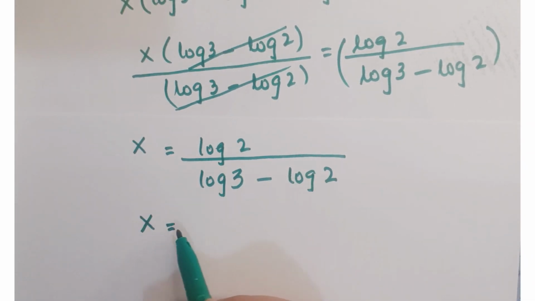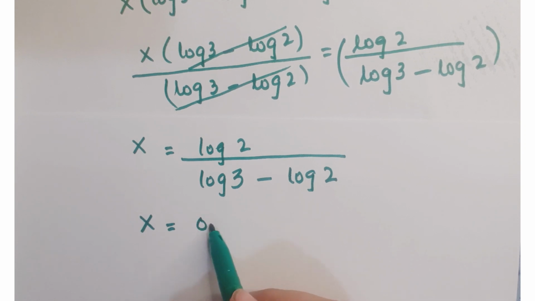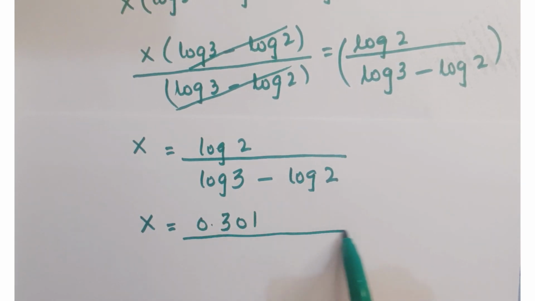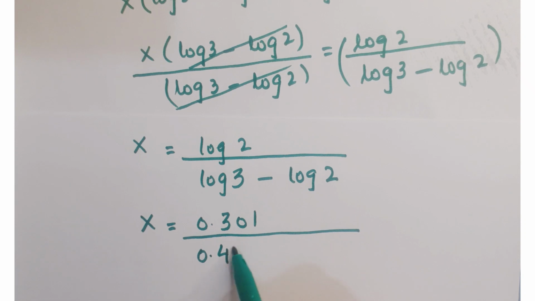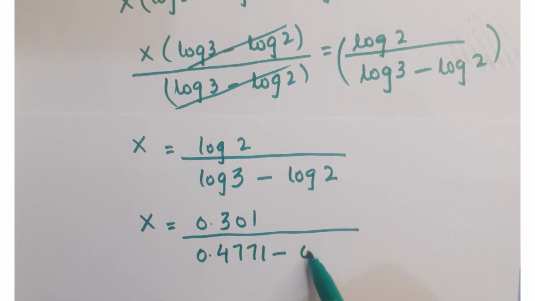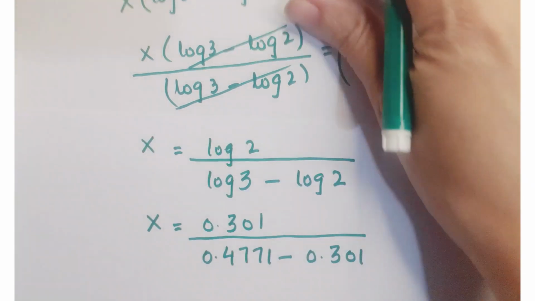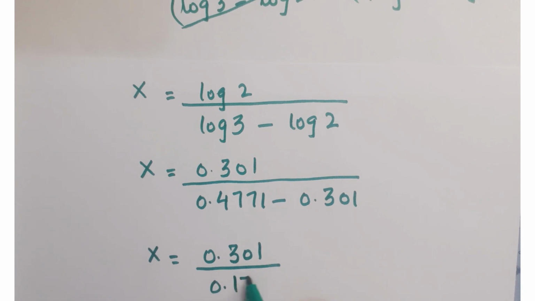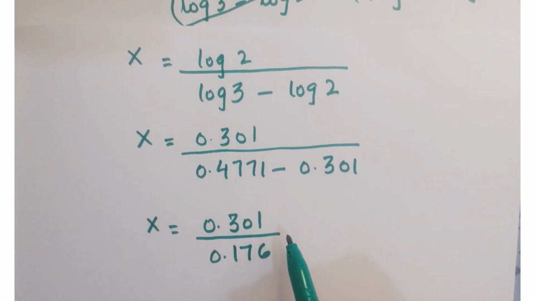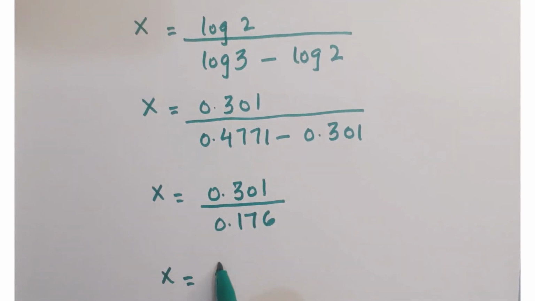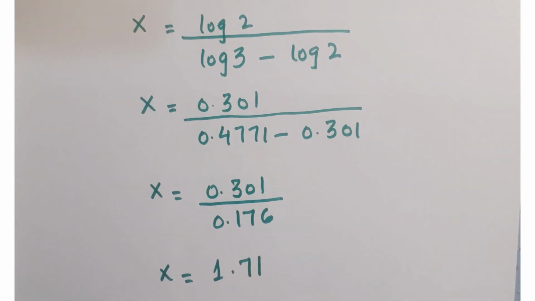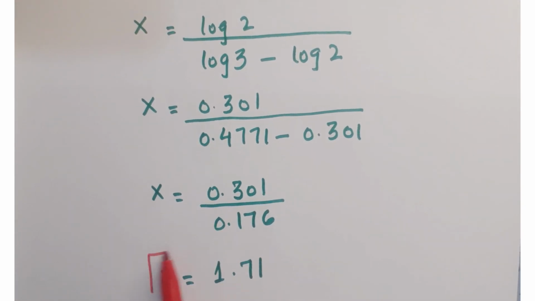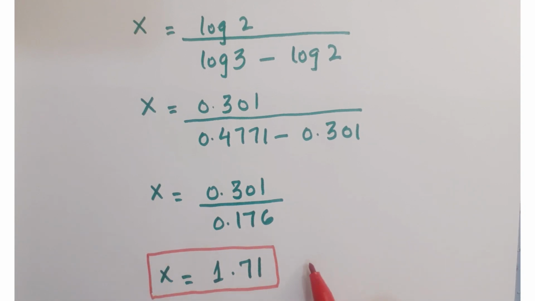Now putting the values from the calculator, log of 2 is 0.301, log of 3 is 0.4771 minus 0.301. So we have x is equal to 0.301 upon 0.176. After simplification, we get x is equal to 1.71. So the two solutions of x are x is equal to 1.71 and x is equal to 0.